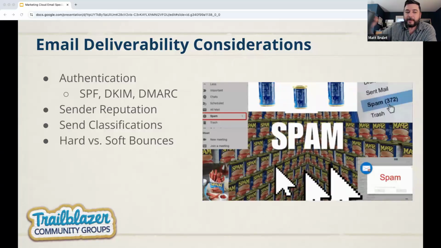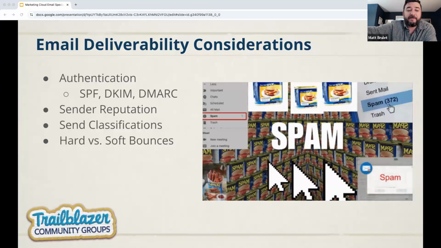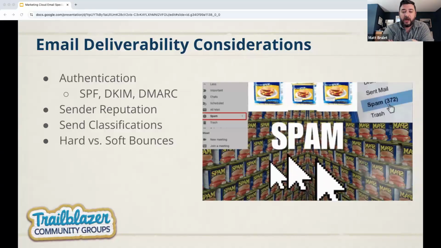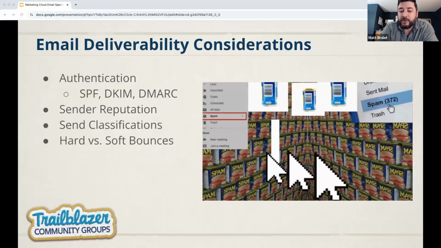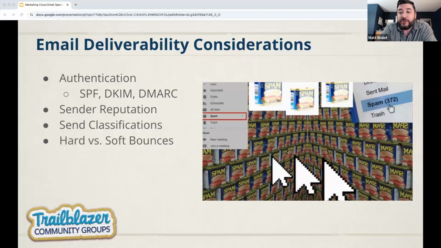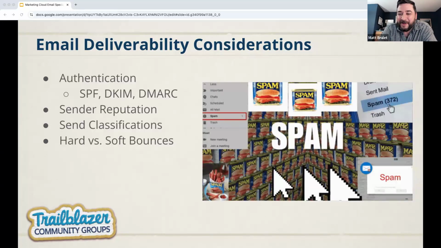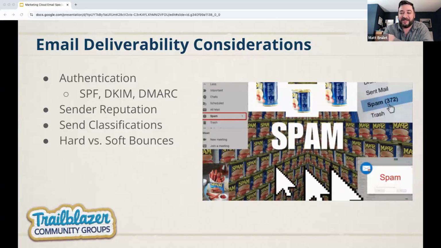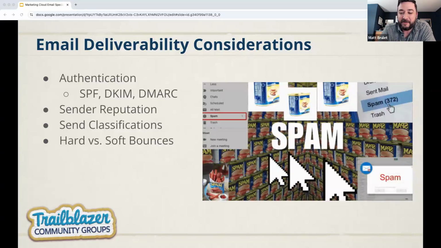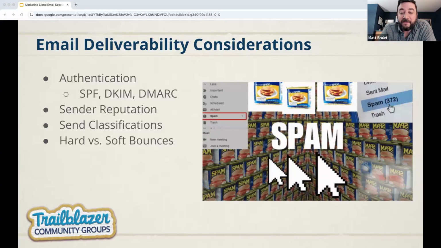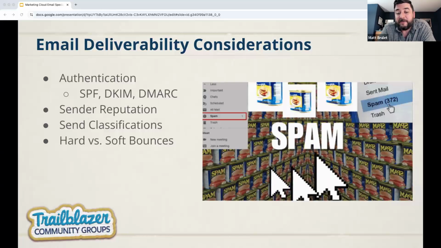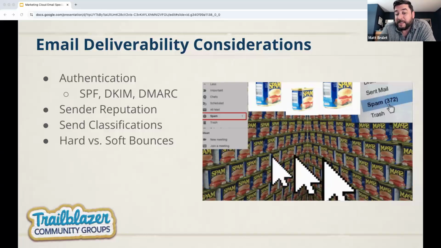And then hard versus soft bounces. Bounces are going to happen. A hard bounce is going to be something that's not going to be resolved in the future. You sent to gmail.com instead of gmail.com. I think that's one I see all the time. Contacts put in the email address, they hit that N instead of the M, and that's going to bounce. Soft bounces are things like maybe the mailbox is full. It's full right now, but it may not be tomorrow.